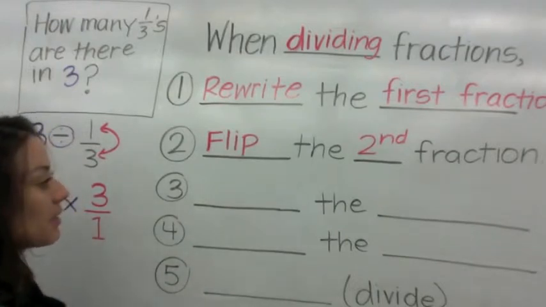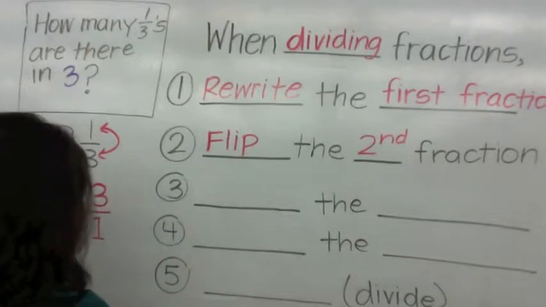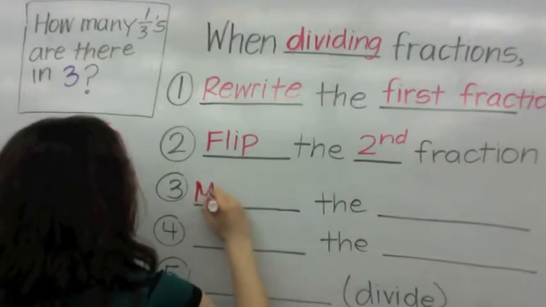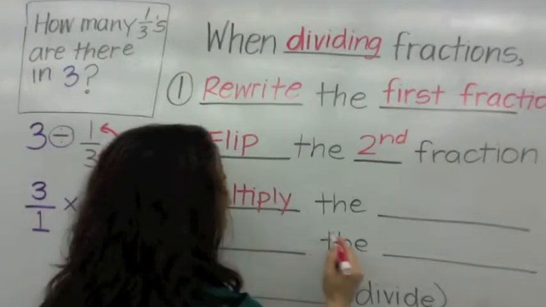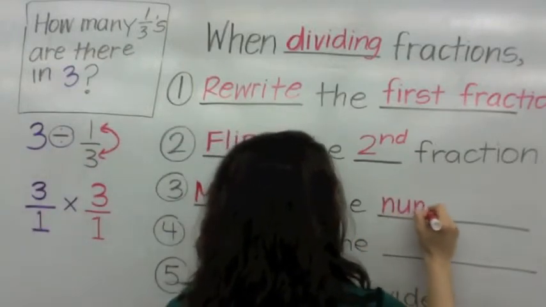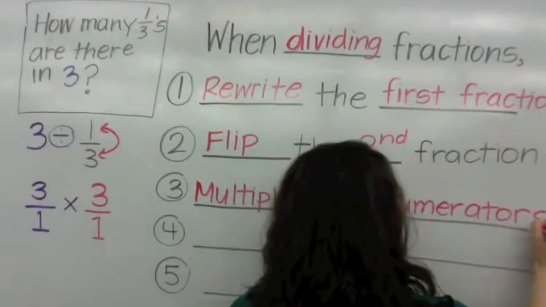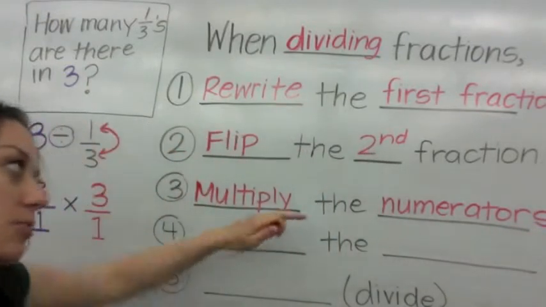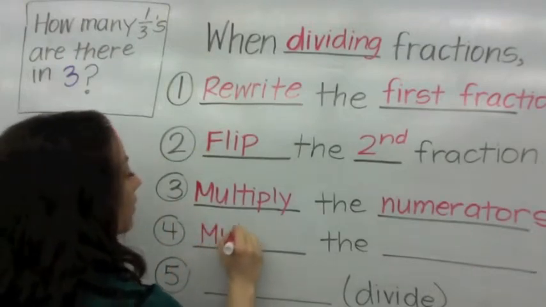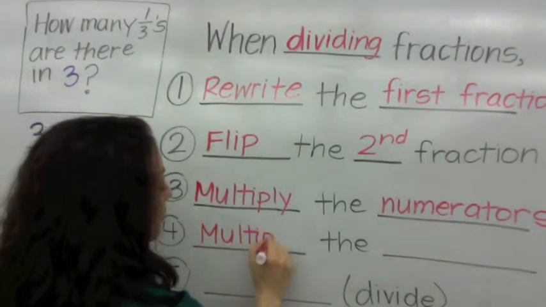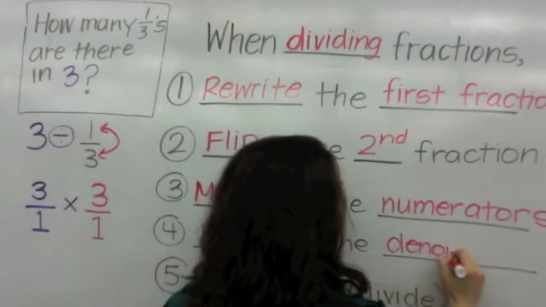So the next step, step 3, would be to multiply the numerators, which are the top numbers. And when you're multiplying fractions, you multiply the top, and then you multiply the what? The bottom. The bottom numbers are called the denominators.